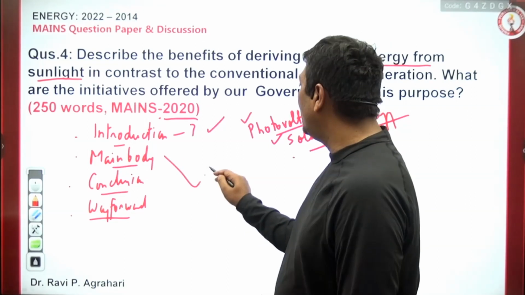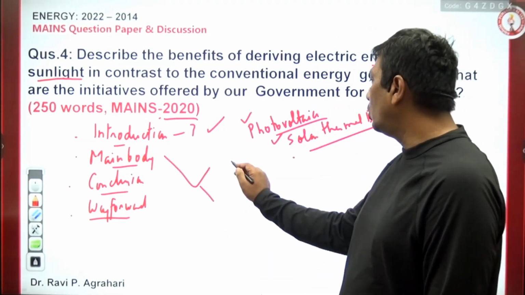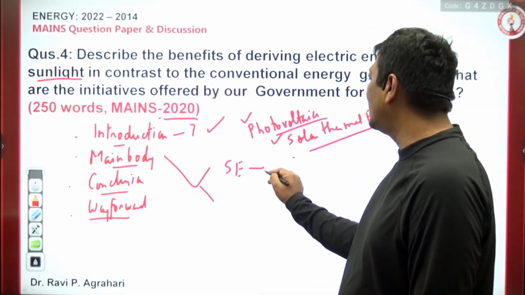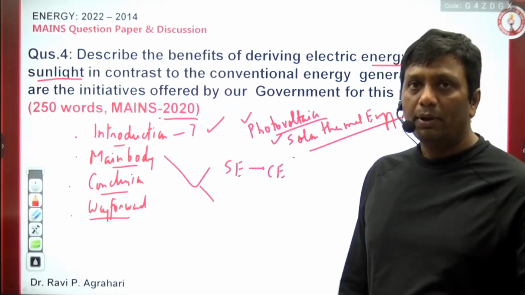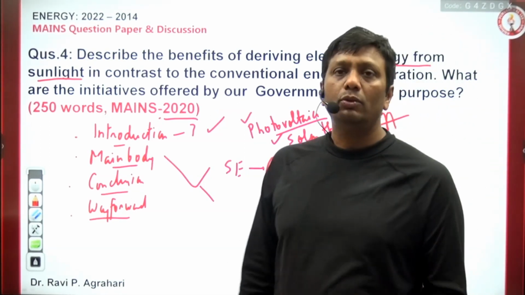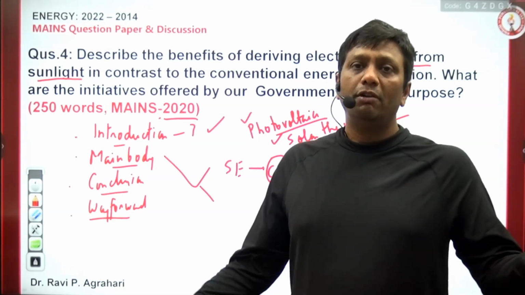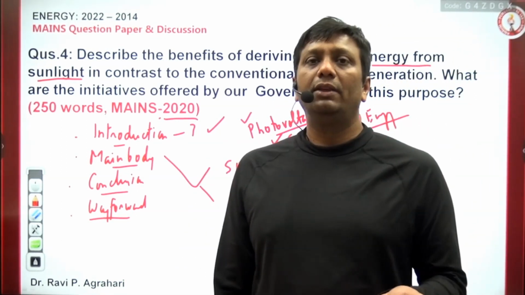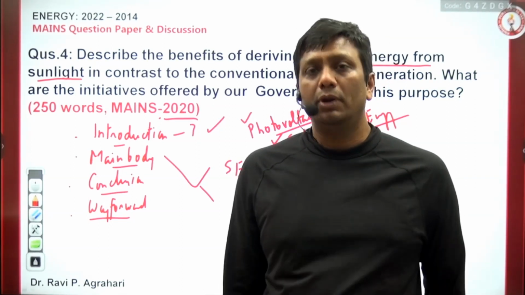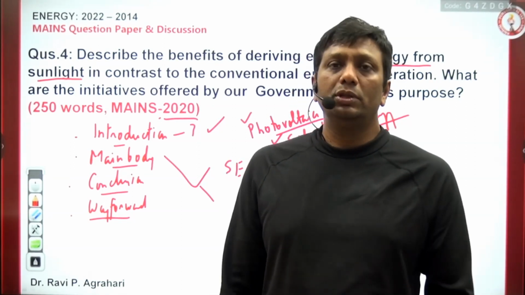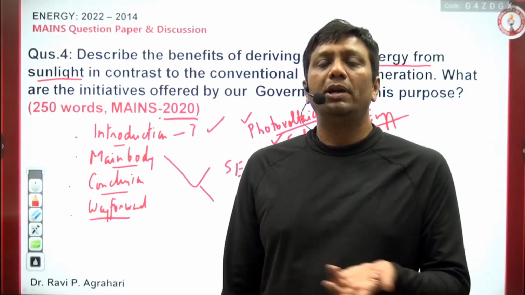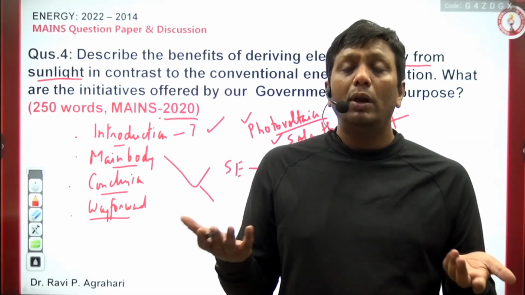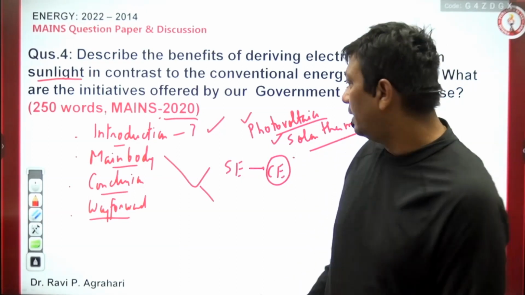Now comes the main body. Main body has 2 parts. The one part: how solar energy is better than conventional energy. Simple, right? And what is conventional energy? Those energy sources we are using at this time for power generation are a kind of conventional energy. And the main conventional energy is what? That is coal and petroleum products. So better you people go and do this comparison, how solar energy is better than coal and petroleum products. Simple here guys, that is the one part.